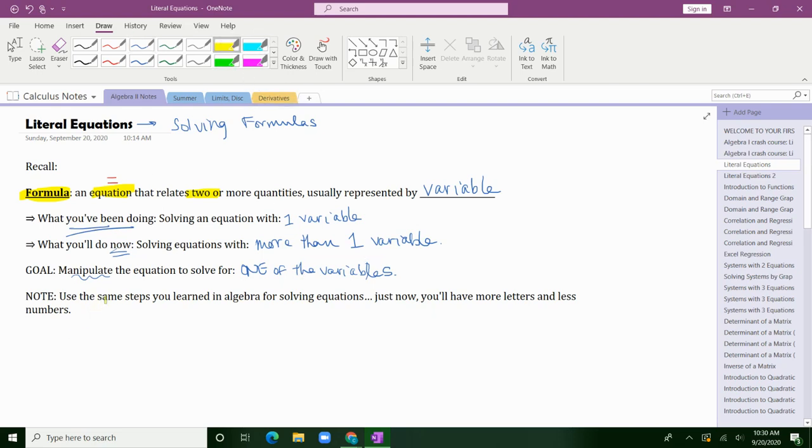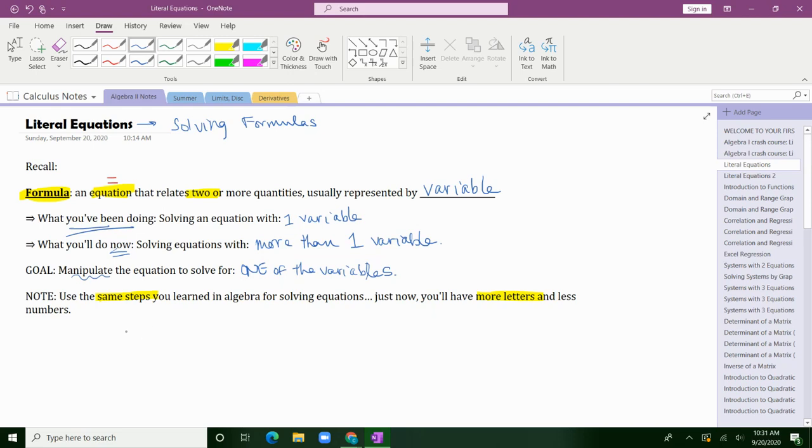Now, one thing to keep in mind is this isn't really that different than what you've been doing. It really is the same steps you learned back in 7th or 8th grade whenever you were solving regular equations. You're just going to have more letters now and fewer numbers. So you're still going to do something like adding 2's to each side, dividing by 5 on each side. All of those steps are the same, just not as many numbers. And the higher you go in math, usually the fewer numbers you have and the more letters you have.